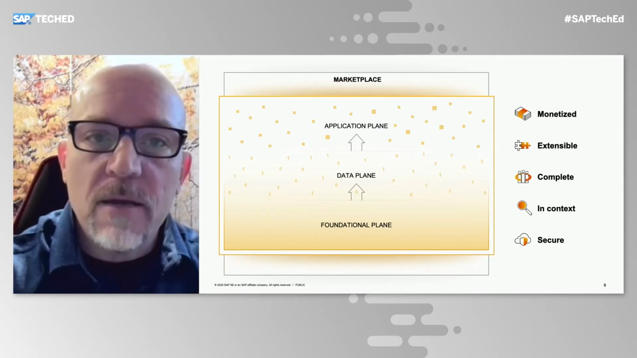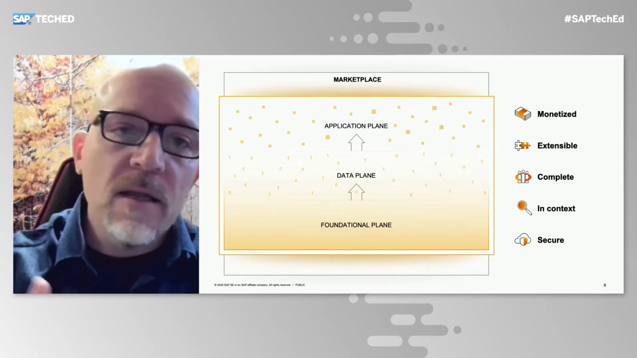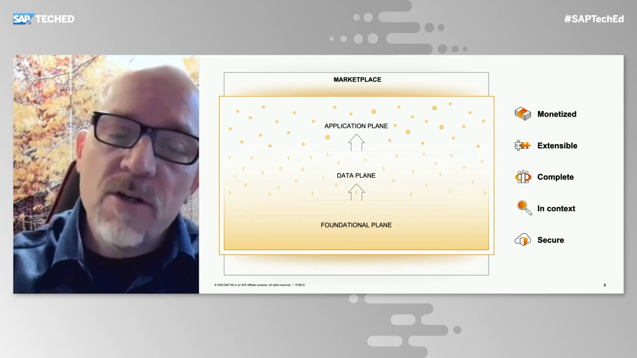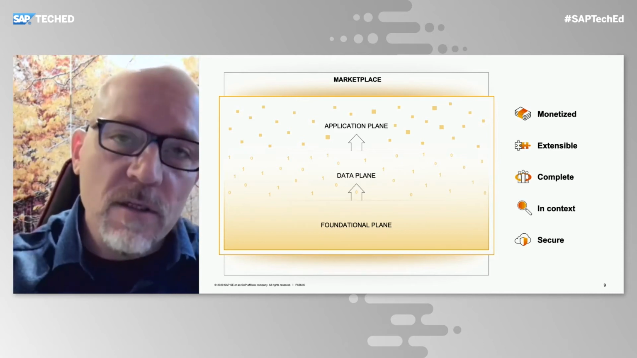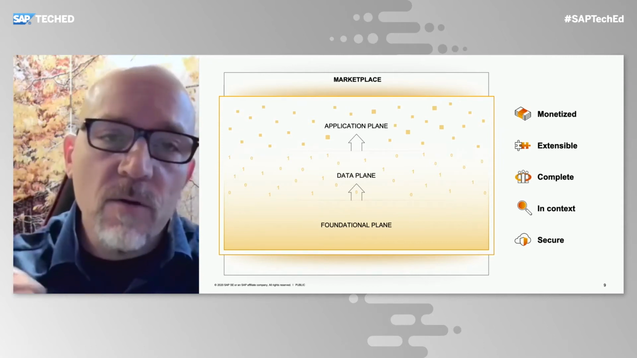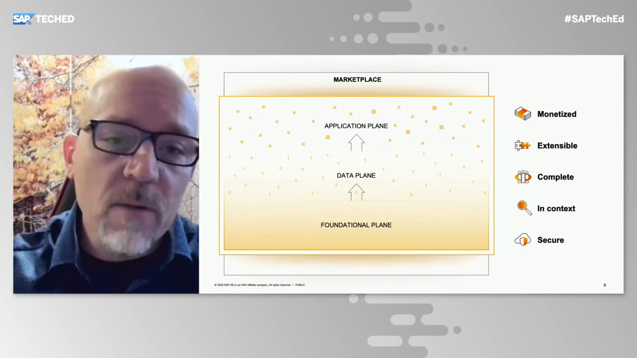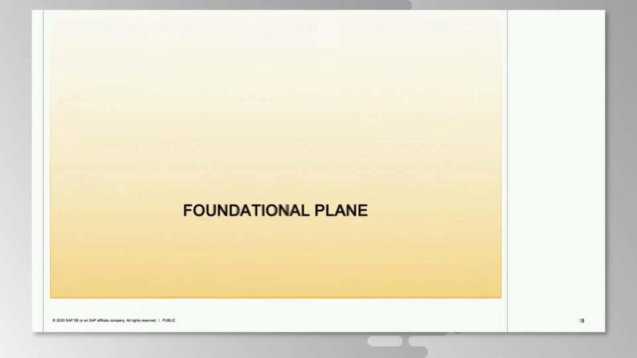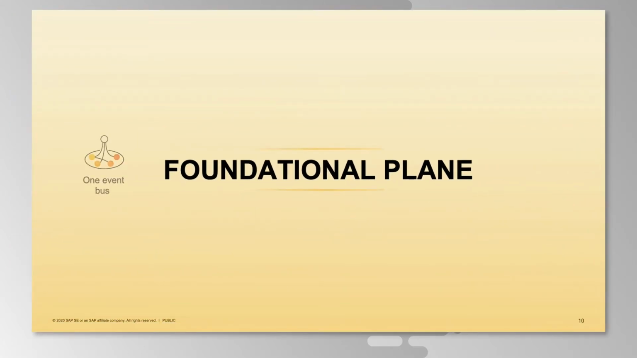Extensibility happens at both the data plane layer and the application layer. Integration is central to your data plane, bringing in external data sources, but extensibility happens really in both the application plane, through your workflow and low-code, no-code environments, and through the data plane. Let's get into the foundation plane area.